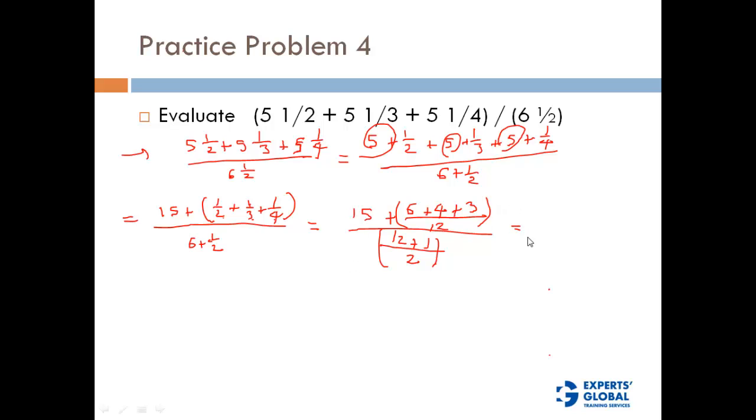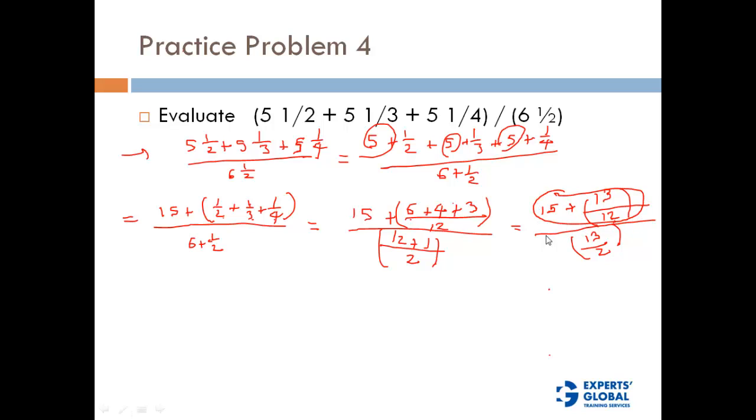This is what we get: 15 plus, what we have here is 13. 6 plus 4 plus 3 is 13. 13 divided by 12, divided by 13 divided by 2. Correct? Now we have one more addition to do, this particular one.